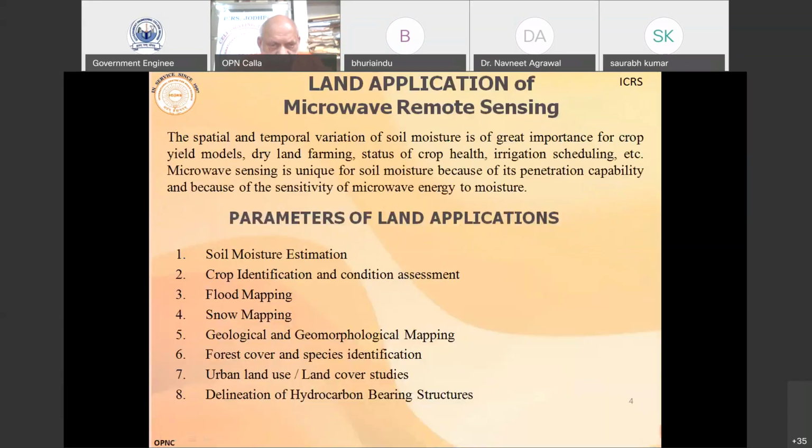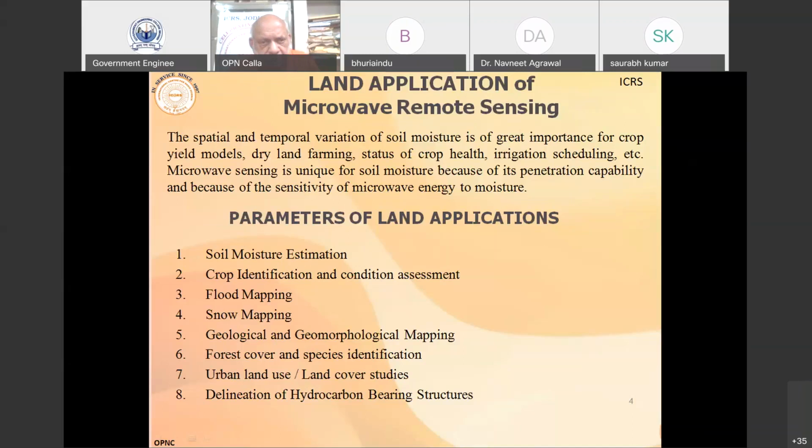Let us see what parameters in land application microwave remote sensing provides. One is soil moisture estimation, then we can do crop identification and condition assessment. There is the health of the crop that we can find out. Flood mapping, geological and geomorphological mapping, forest cover, and we can even identify the forest species, what kind of forest it is. Then urban land use and land cover studies, and the delineation of hydrocarbon bearing structures.